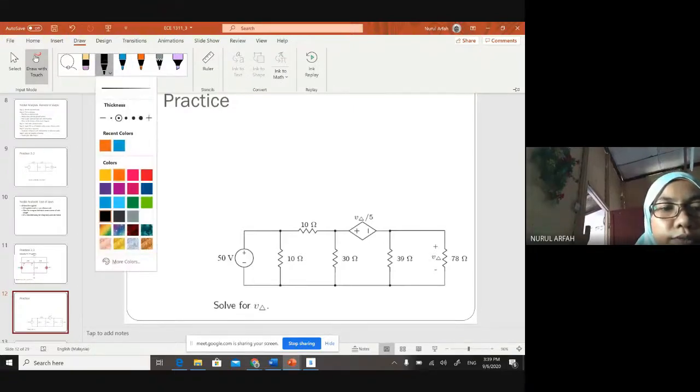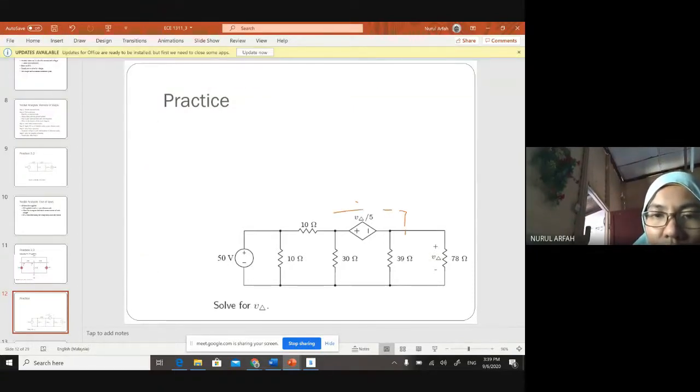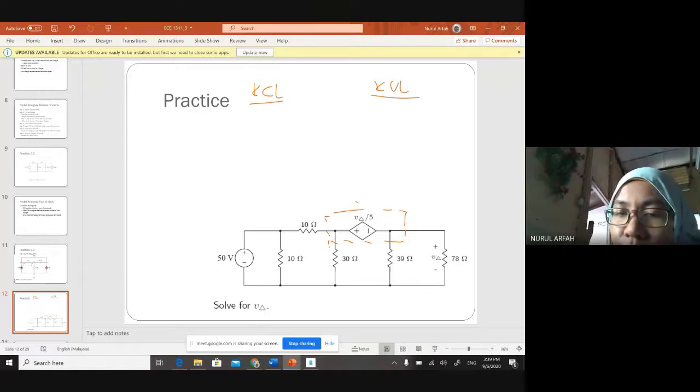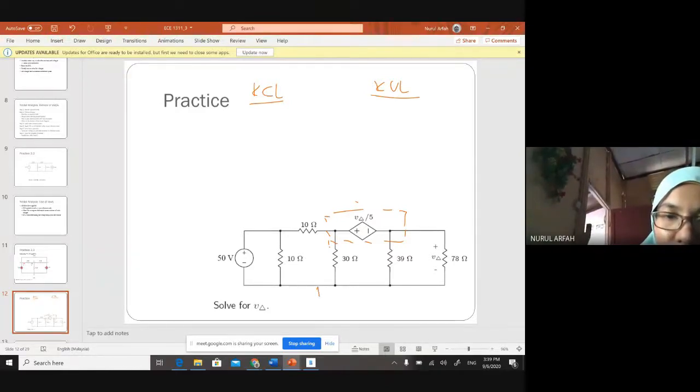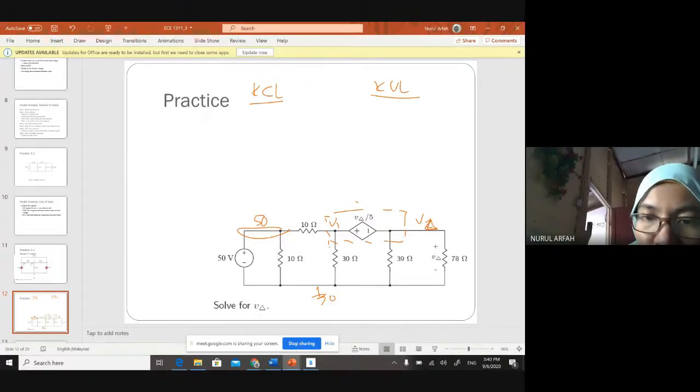So, write down the boundary. And then what else? You need to have KCL and KVL. Before that, usually we have a 0 here as the reference point, and this is maybe V1, and this is V2. Oh no, we have a V delta here. So in our case, this is your plus minus V1, and this one is your plus minus V delta.